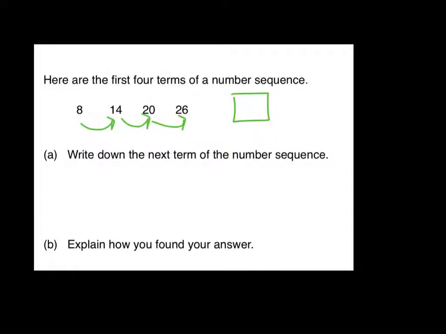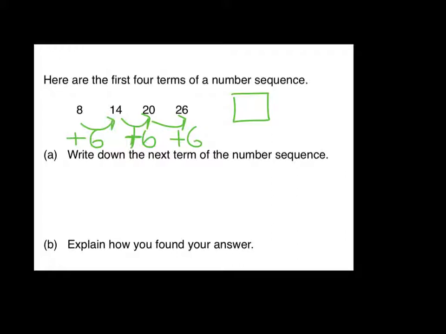How do you get from an 8 to a 14? So what do you add to get to 14? So that's going to be add 6. Remember, you can count on your fingers or grab your calculator if it's a calculator question. How do you get from 14 to 20? 20 take away 14 is also add 6, or 14 add 6 is 20.